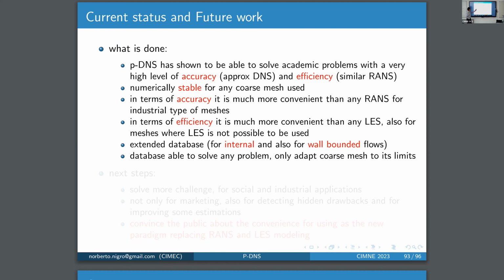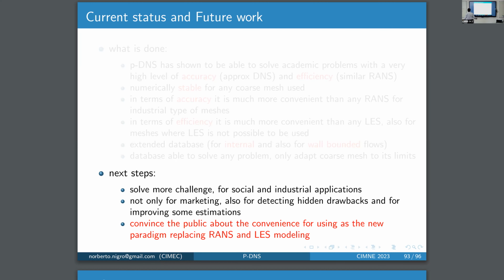In terms of accuracy, it's much more convenient than any RANS for industrial type of mesh. In terms of efficiency, it's much more convenient than any LES, also for meshes where LES is not possible to be used. And our extended database for internal and also external flows was developed, and the database is able to solve any problem, only adapting the coarse mesh to its limits. That is our recommendation. And the next step, solve more challenging problems, social and industrial applications, not only for marketing, also for detecting hidden drawbacks and for improving some estimations, and convince the public of the convenience of using this methodology instead of using RANS or LES.